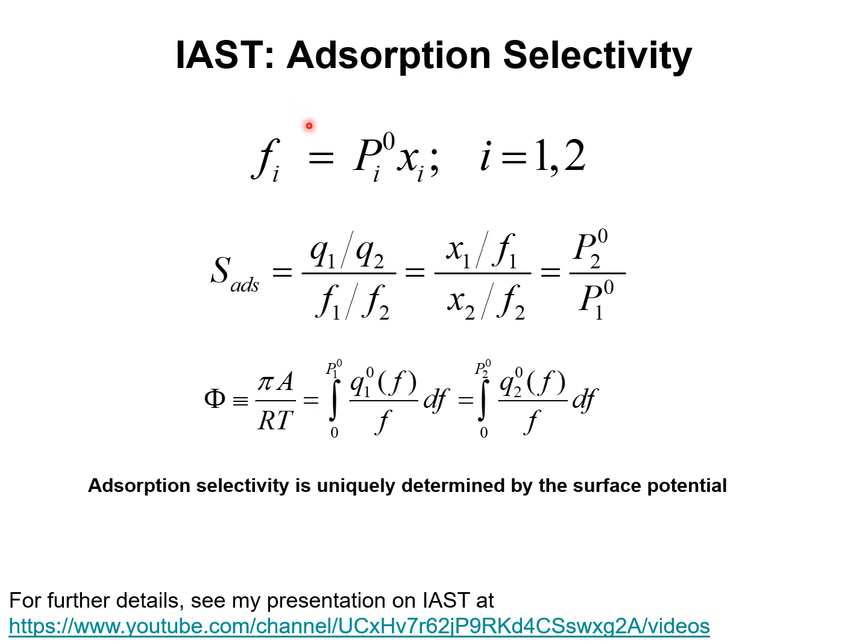There's a further point to be made regarding the adsorption selectivity. The adsorption selectivity is defined as the ratio of the molar loadings to the ratio of the partial fugacities in the bulk fluid phase. And this expression may be rewritten in terms of the mole fractions, x1 and x2. And in view of this expression relating the partial fugacities and sorption pressures and mole fractions, we write the adsorption selectivity of 1 with respect to 2 as the ratio of the sorption pressure of 2 with respect to the sorption pressure of 1.